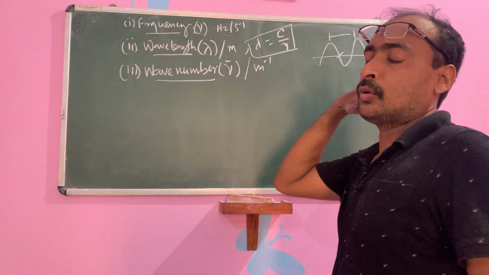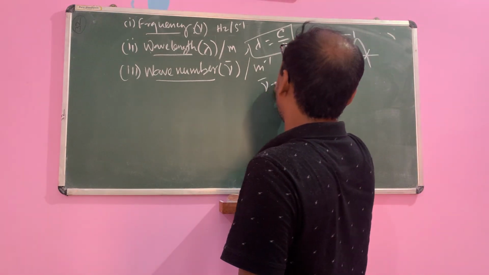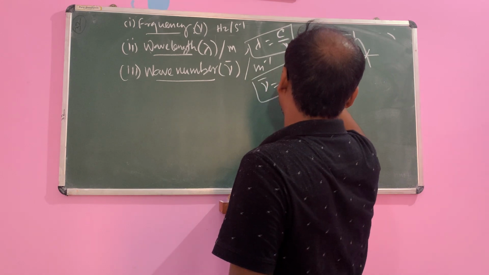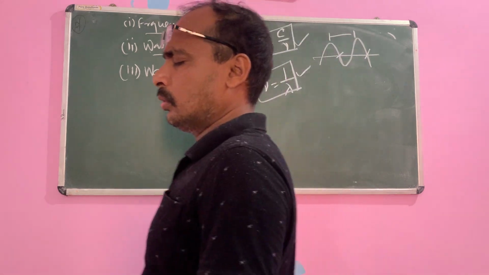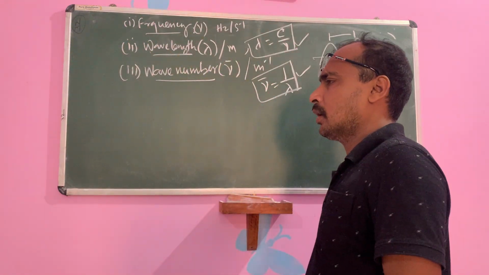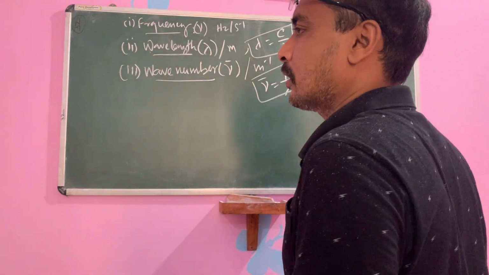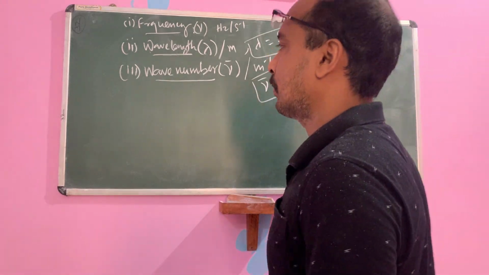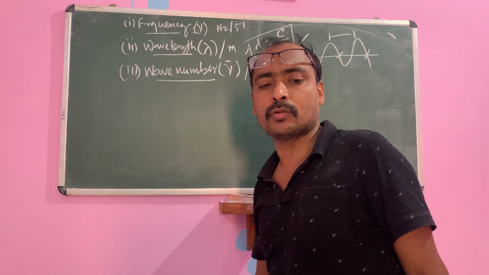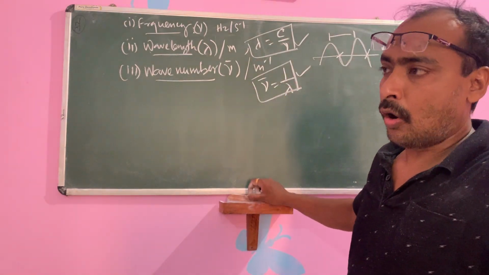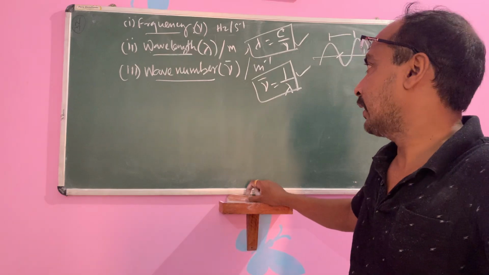Then mu bar is equal to 1 by lambda. These are the formulas to calculate the frequency, wavelength, wave number. We have to remember: given the frequency we have to calculate the speed, or given the speed we have to calculate the frequency, like this, or wavelength given. So these are all about the wave nature of electromagnetic radiation.